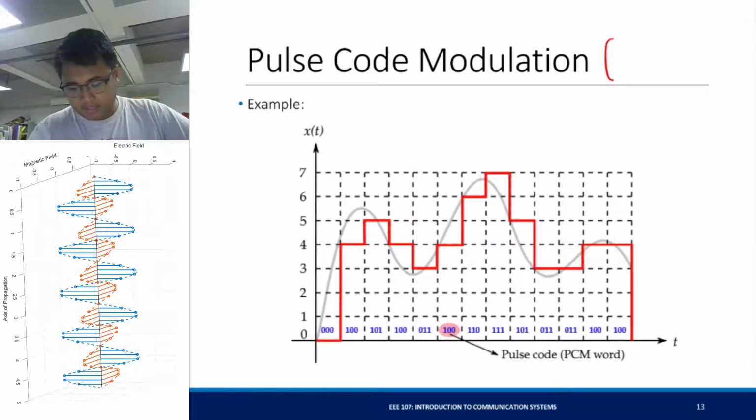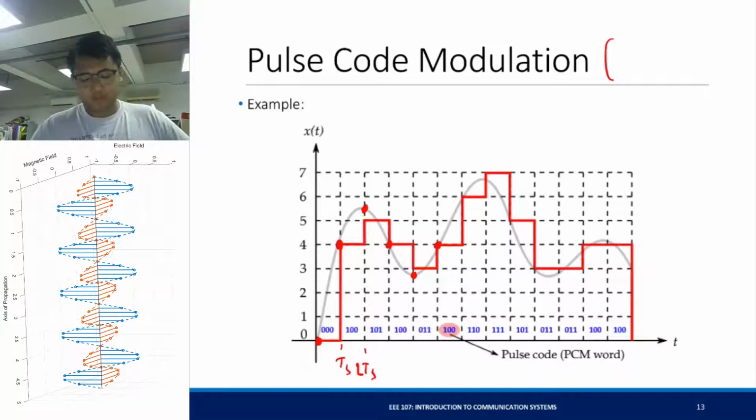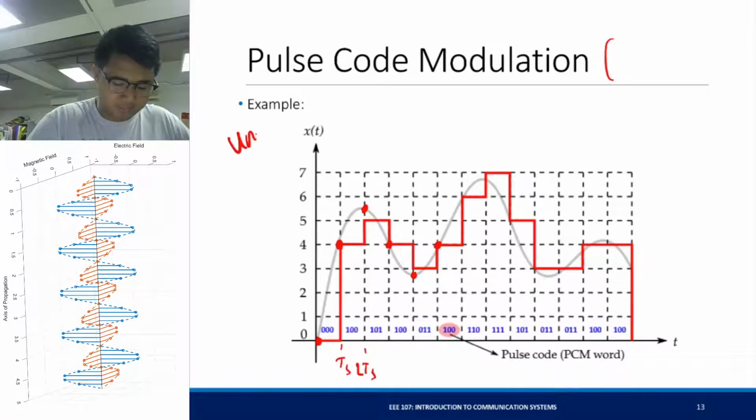Okay? And this is an example of pulse code modulation. We sample the signal every T sub s. Okay? So you get this point, you get this point, you have this point, and then this point, and so on and so forth. And then you discretize them using, maybe for this, a uniform quantizer.